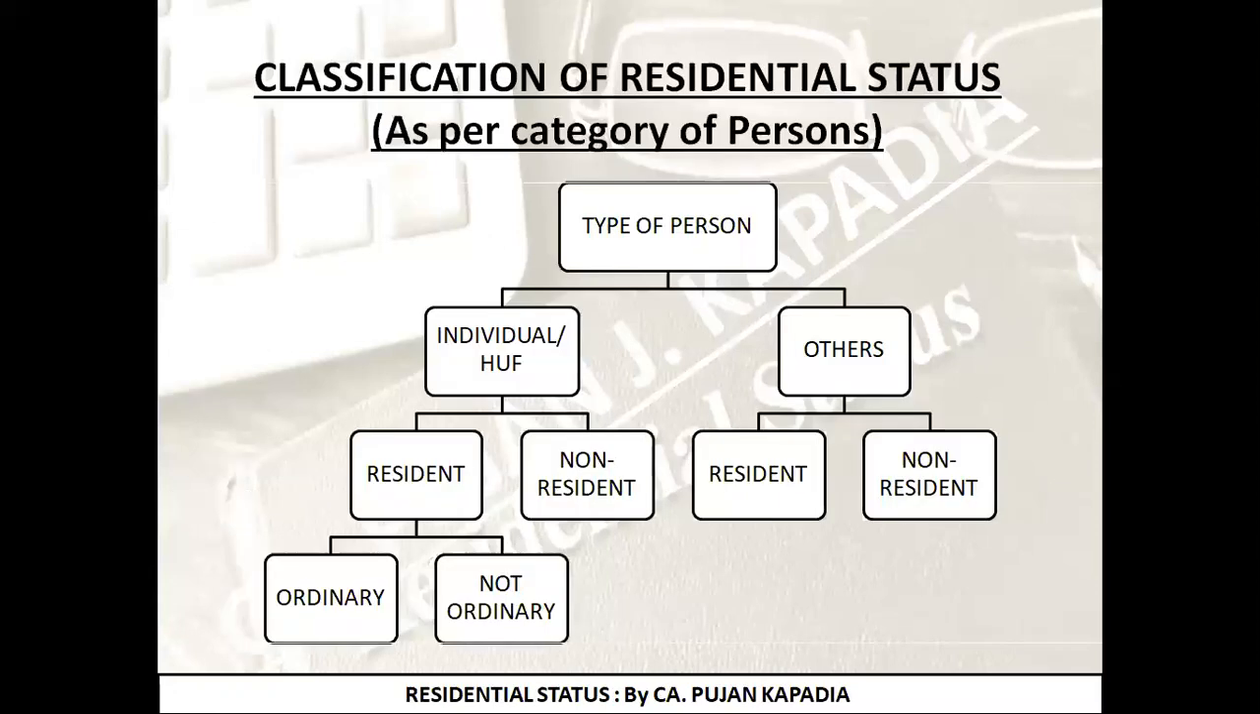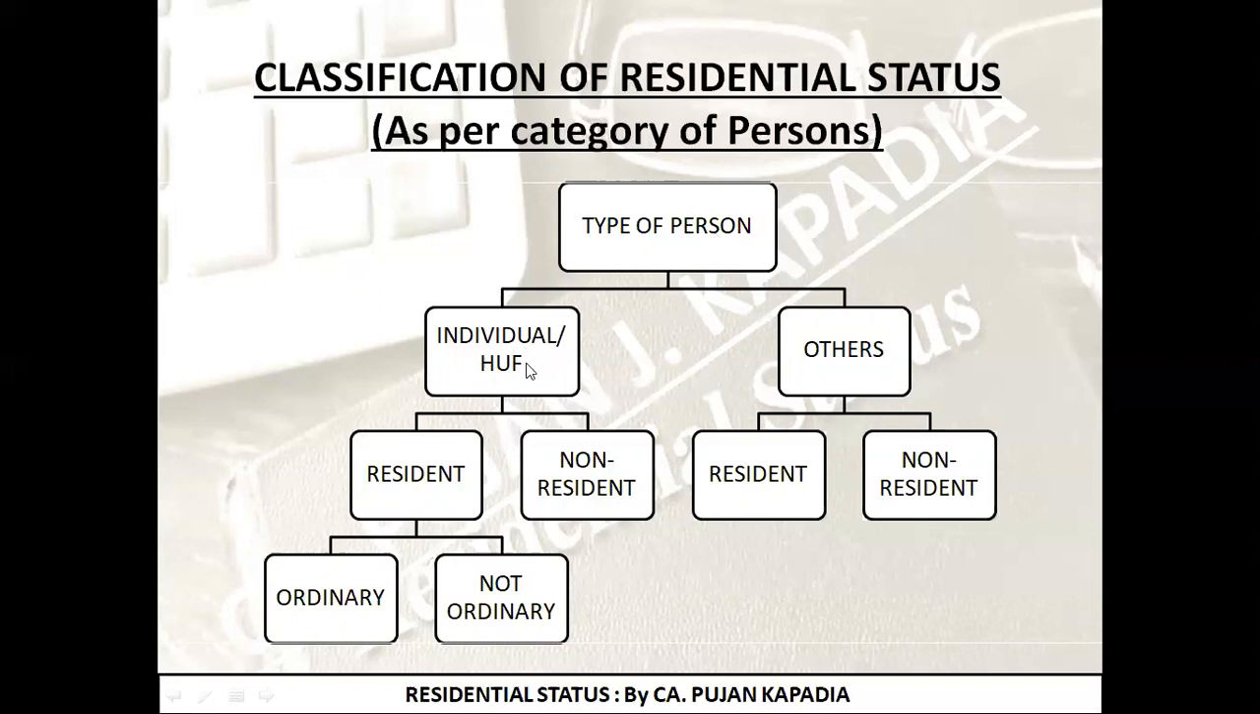So let's start. This slide basically talks about the classification of residential status as per the category of persons. So now we are going to start with how many kinds of residential status there are. As I have told you, either you can be resident or you can be non-resident. Now in this, we need to study this classification. This classification is basically based on two aspects. What is the category of the person under which you are falling? Remember the definition of person we had studied in our basic concepts. Fine. So first of all, I have written over here type of person.